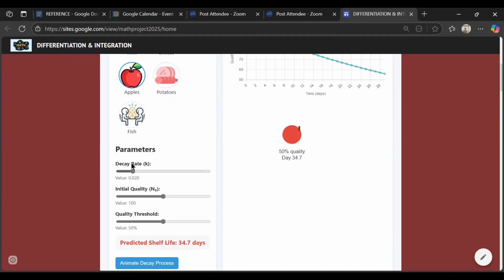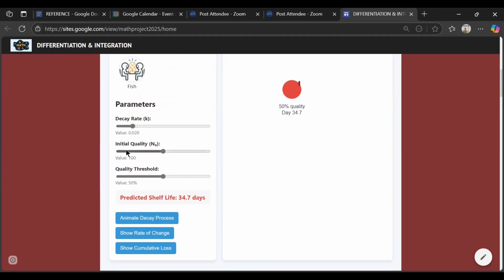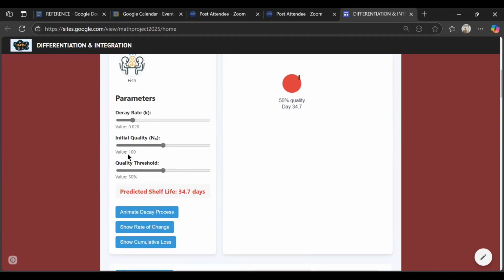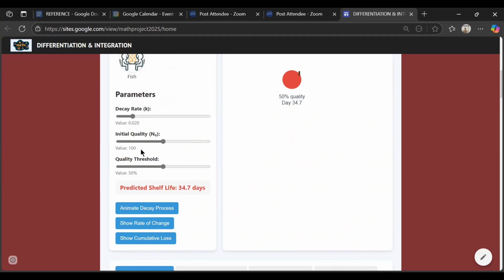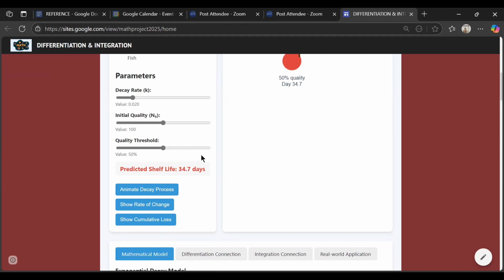We can set how fast the food spoils and how good it is when we start. So for the decay rate, this number tells us how quickly the food gets worse. A smaller number means it spoils slowly. A larger number means it spoils fast. For the initial quality, this is how good the food is when it's fresh. So it's usually starting at 100%. And the quality threshold means this is the point where we decide the food is no longer good to eat, like when it reaches 50% of quality.